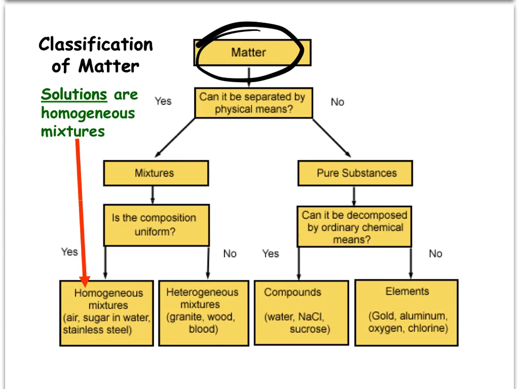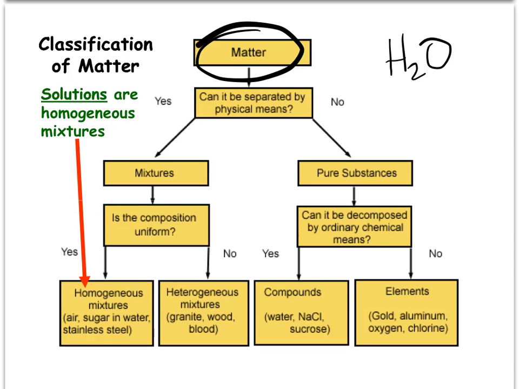Think of water. Water is H2O. If you've got a glass of water, can you separate those H's and those O's from each other with a filter, with your hands, or with a magnet? And the answer is no, you can't. That's what makes it a pure substance, and so it's either a compound or an element. In the case of water, it's a compound. But if you can separate them by physical means, think of like sand that's in water. You can filter out that sand so it can be separated by physical means. That means it's some form of mixture.